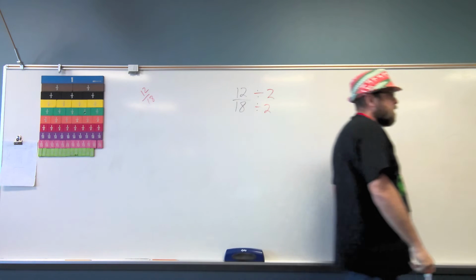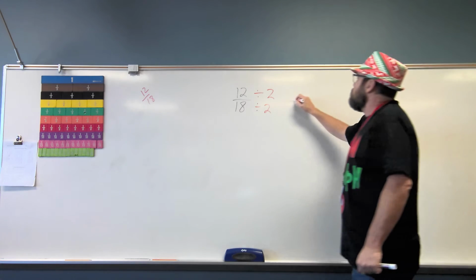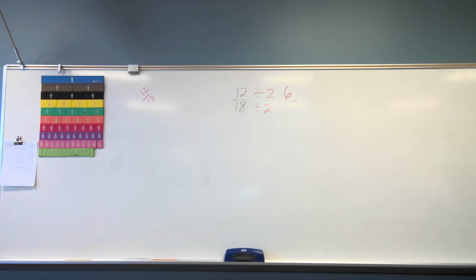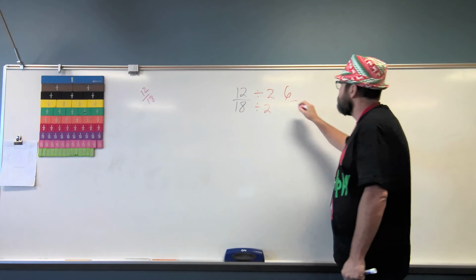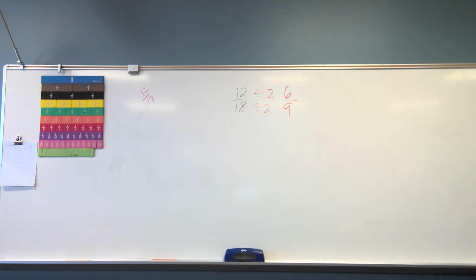Eva, what's 12 divided by 2? 6. Eva, what's 18 divided by 2? 9. Good job. 6/9. But wait, Layla. I'm going to tell you right now, that could be simplified even more. What would you divide by, Layla, for 6/9?